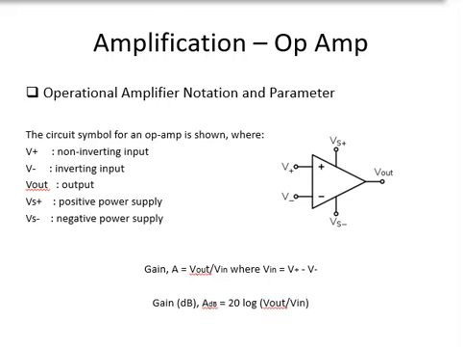Operational amplifier notation and parameters. The circuit symbol for an op-amp is shown, where V positive is the non-inverting input, V negative is the inverting input, V out is the output voltage, Vs positive is the positive power supply, and Vs negative is the negative power supply. Gain A is equal to V out over V in, where V in is equal to V positive minus V negative.